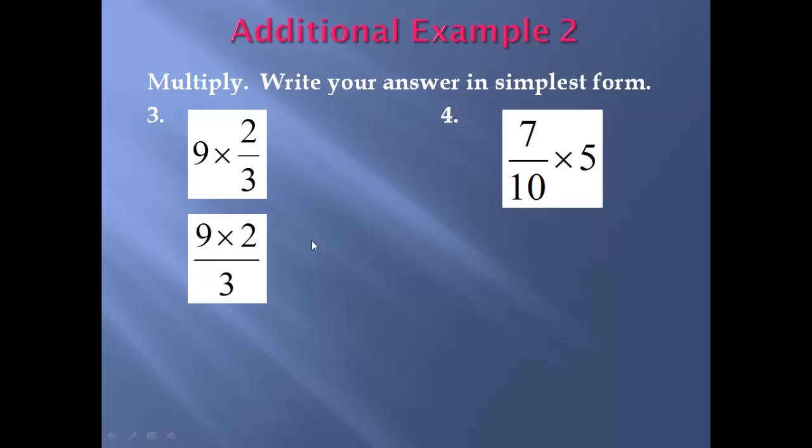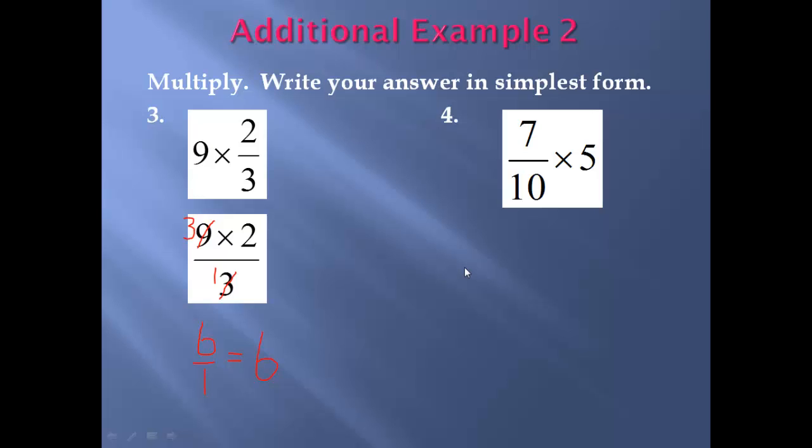Now we can see if there are any common factors. If we look, we have 9 on the top and 3 on the bottom. We can divide both of those by 3. So 9 divided by 3 would be 3, and 3 divided by 3 would be 1. So now we can multiply 3 times 2, which is 6, and then we're going to put that over the 1, and if we simplify this, 6 over 1 is just equal to 6. For number 4, we have 7/10 times 5.